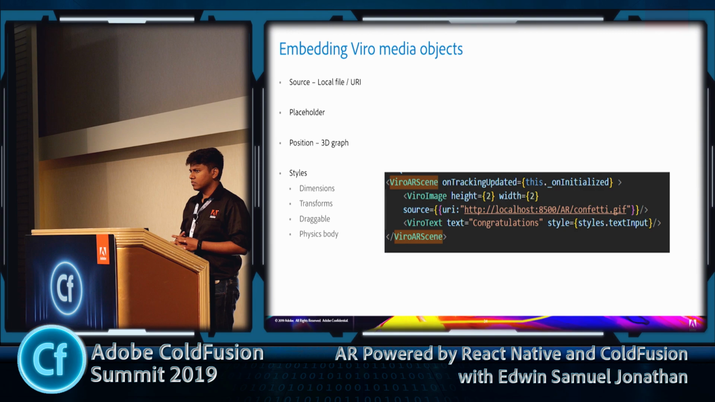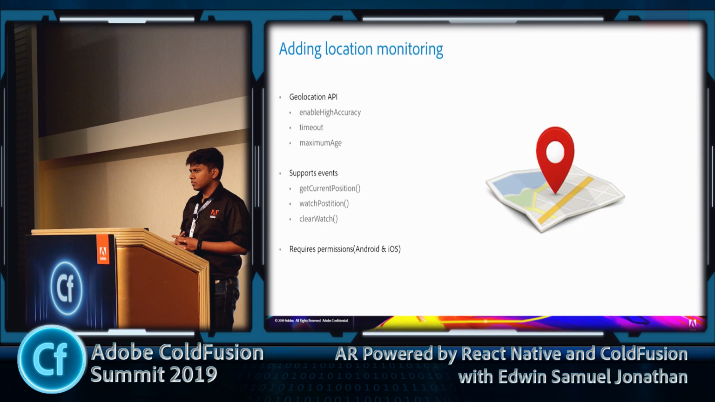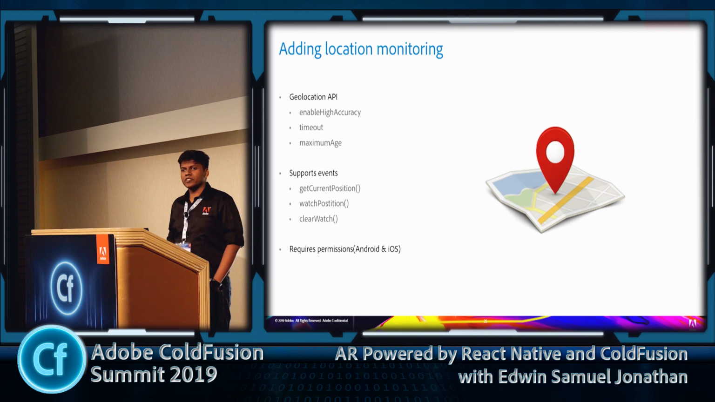So now that we understand how we can embed our objects, all we need to do is actually attach location monitoring to our application. So I'm going to be using React Native's geolocation API. It's very simple. It just takes a couple of properties. The first property is whether you want to enable high accuracy or not. Second is the timeout, and third is the maximum age.